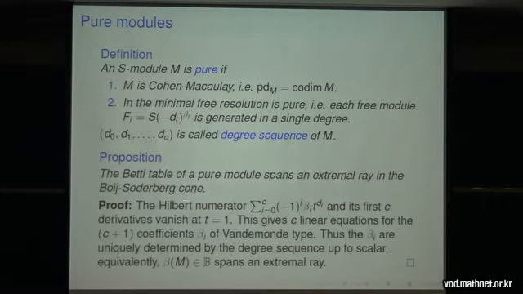So we have the Hilbert numerator, which is this sum now. I have no sum over j anymore because there's only one j. And its first c derivatives vanish at t equals 1. This was because (1 minus t) to the c divides this. This gives, if I differentiate, c linear equations for the c plus 1 coefficients beta_i. And the equations, well, if I differentiate, I get d_i. If I differentiate again, I get sort of d_i times d_i minus 1. So basically, the system of equations which you get is of Vandermonde type. So it has a unique solution up to scalar. Thus, the beta_i are uniquely determined by the degree sequence up to a scalar. And if you think about this, this is basically saying that the Betti table of M is an extreme ray.